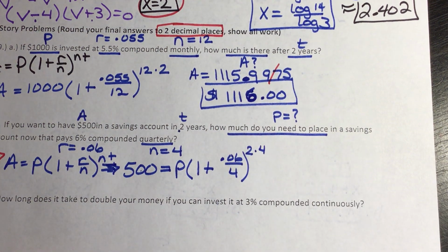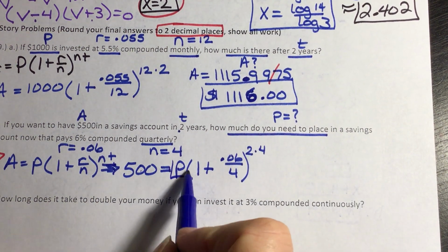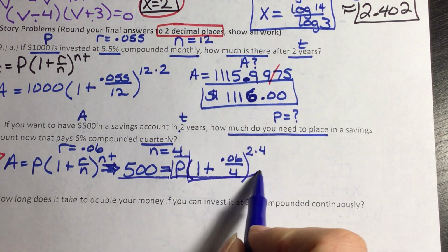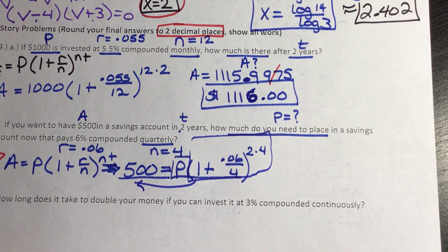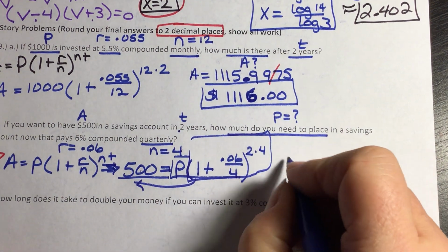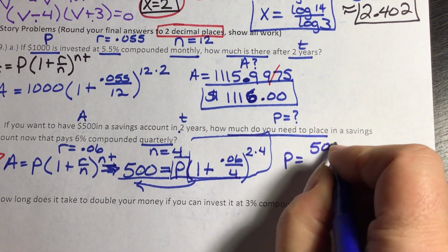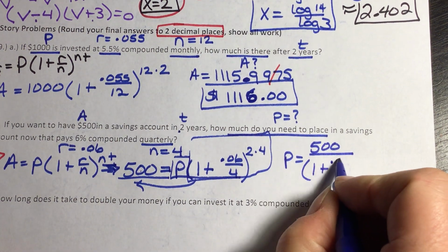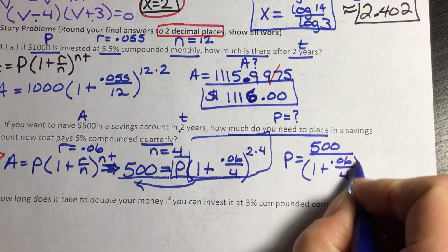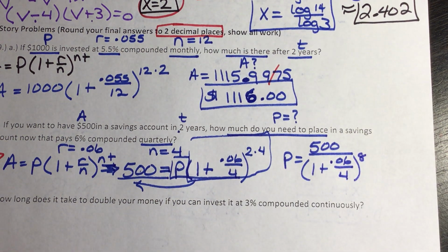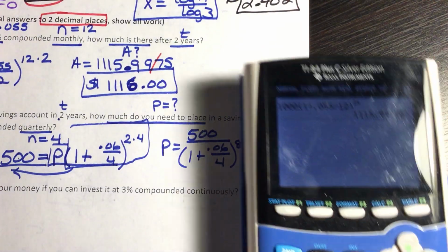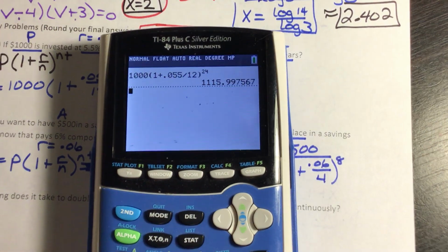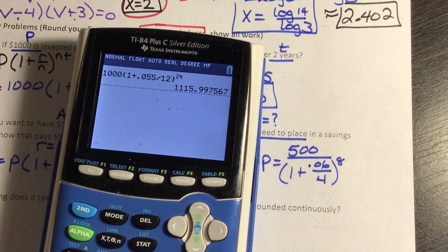But if I put this in the calculator, actually what I want to find is P, so I have to divide both sides by all of this. So I'm going to divide 500 divided by 1 plus 0.06 divided by 4 to the 8th power. Now I can put this in my calculator. And this is what it looks like.